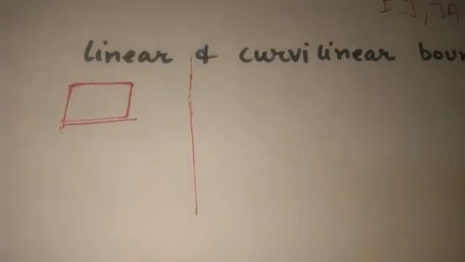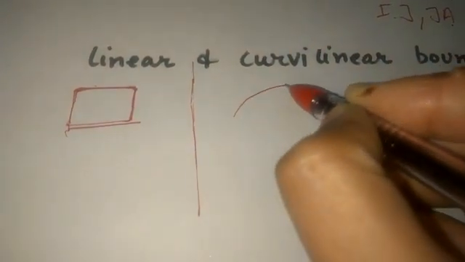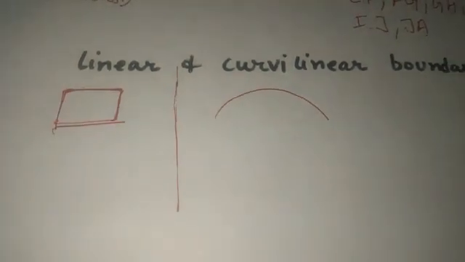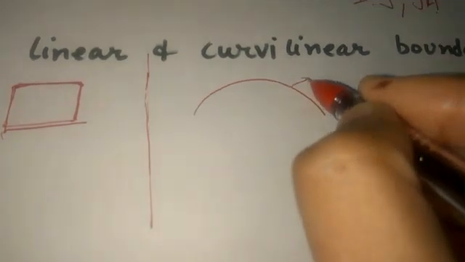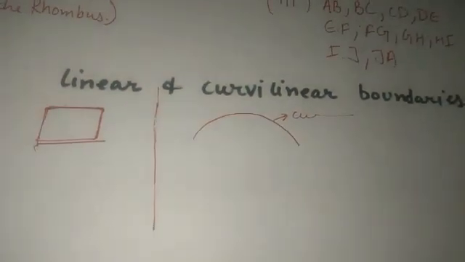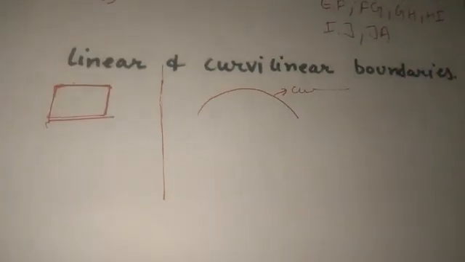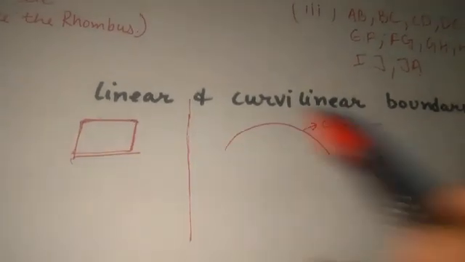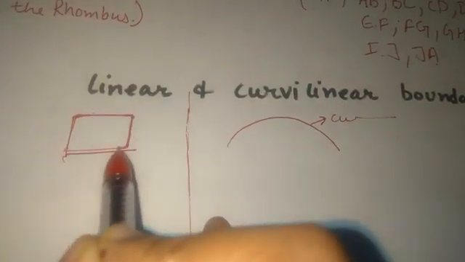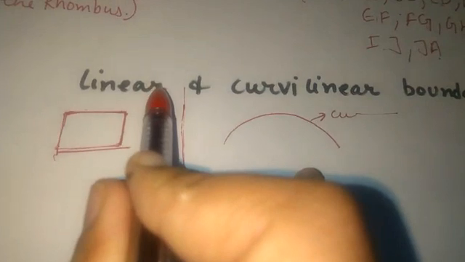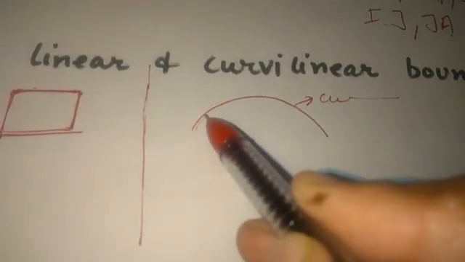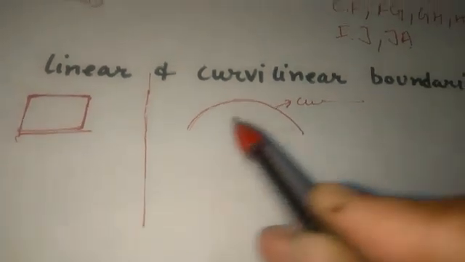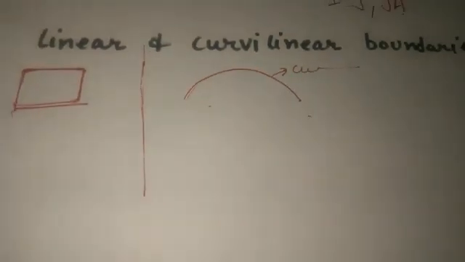Now what are curvilinear boundaries? Now if I draw any curve like this way, this is a curve. This is not a straight line. So that means this is a curvilinear boundary. Get it? If a figure is drawn from linear, straight lines, that is known as a linear boundary. If the figure is drawn from a curve, that is known as curvilinear boundary.